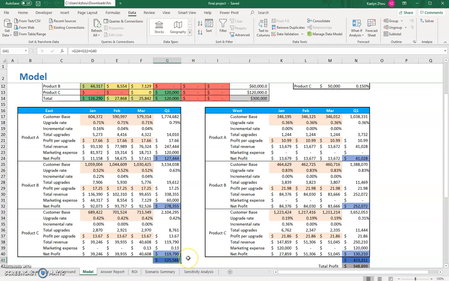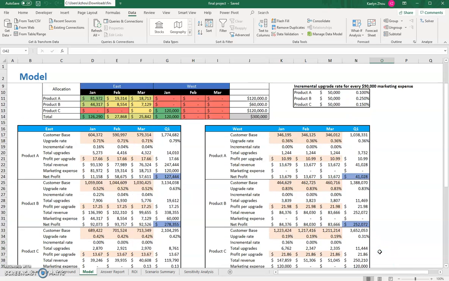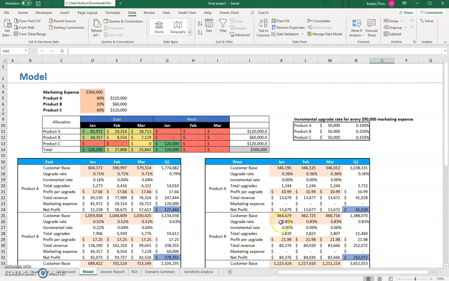This is the total net profits in the East region in Q1. Same with the East region, this is the total net profits for the products in the West. So, East and West together, we will have 948,000 net profits total. In order to come up with this number and have this allocation here, I'm using the Solver.